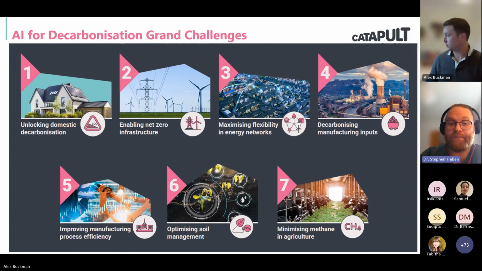This talk will obviously be about Grand Challenge 3, which is about maximizing flexibility in energy networks, but the other areas will be covered in future webinars. But if you want to read in a bit more detail, then please check out the reports we're going to be sharing links to later. Next slide, please.